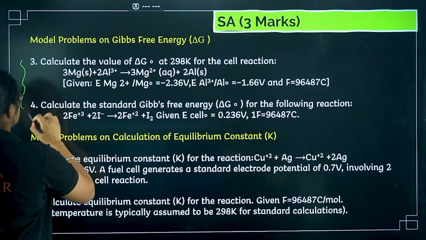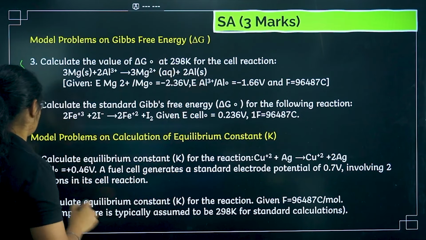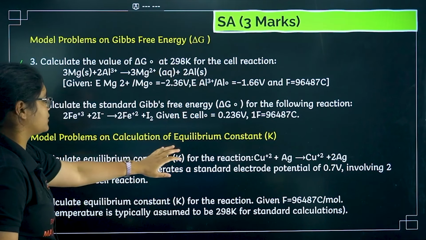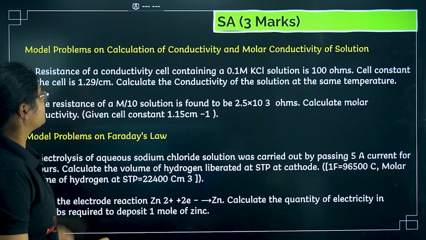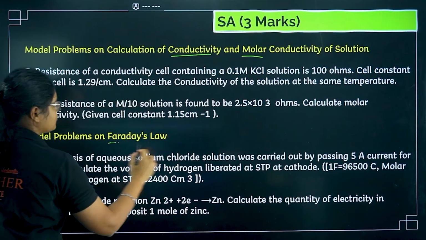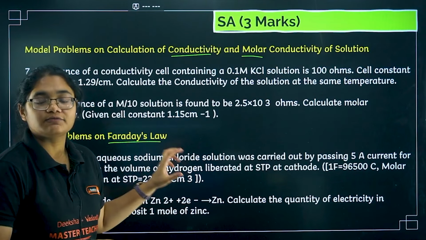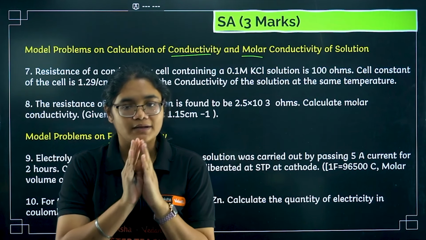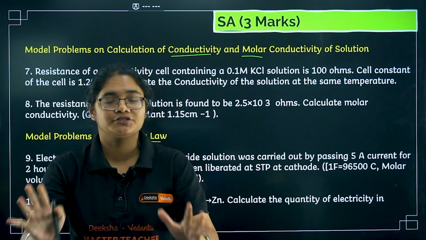Problems on Gibbs free energy, delta G is equal to minus nFE naught of the cell. Formula based questions are here. Then you have model question paper questions on calculation of equilibrium constant. After that, we also have problems on conductivity and molar conductivity and problems on Faraday's law. Okay, so do practice these numericals. If you have any doubt, just put down the question number. I'll show you the solution also. But for now, I just want you to have the question list.